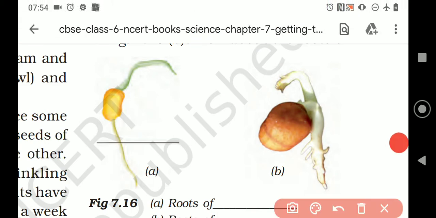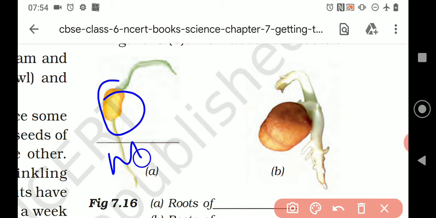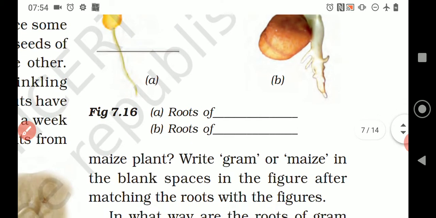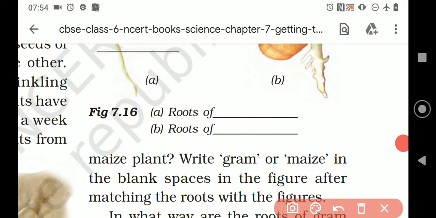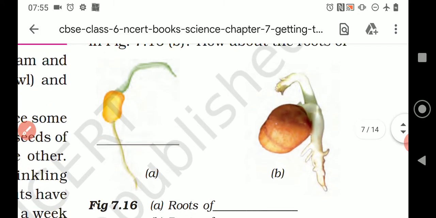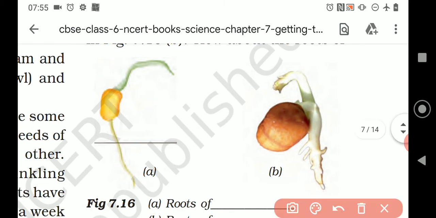You can see this is maize. A is maize and this is gram. Right? So here they are asking you to write down. So here we can write down A is maize and the other one is gram. Okay, so A is maize and the second one was gram. Now when you look at the diagram of the roots, you will find there are distinct differences.